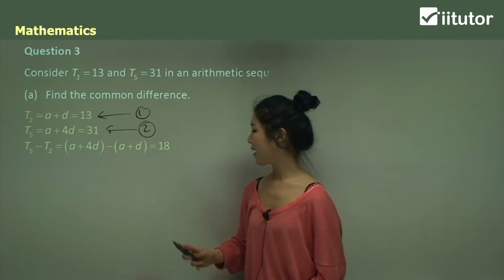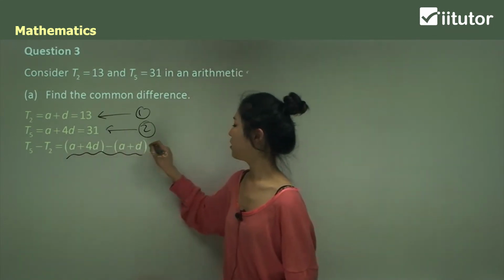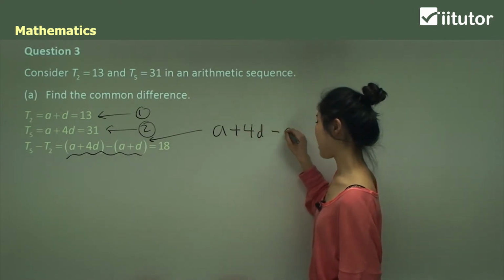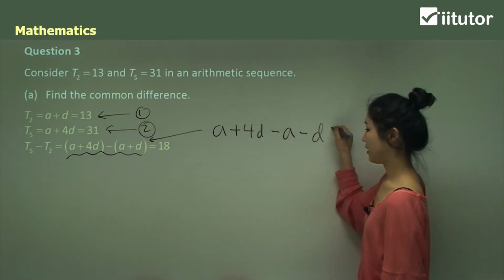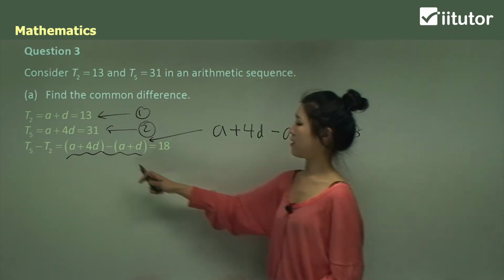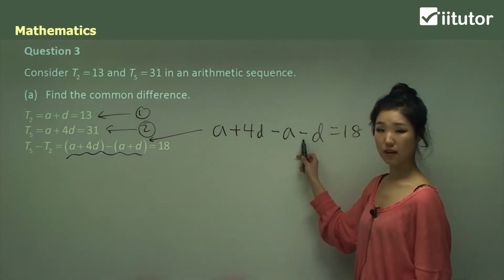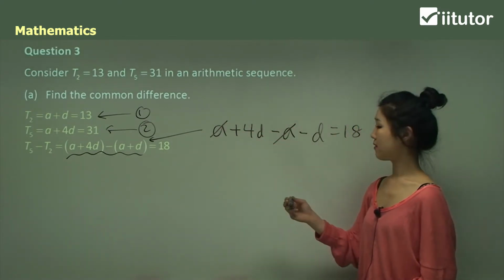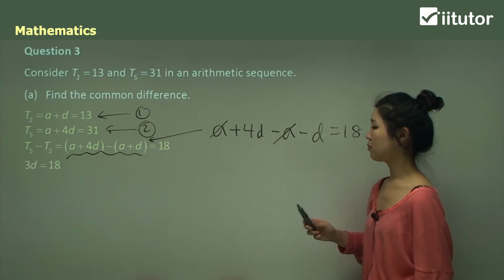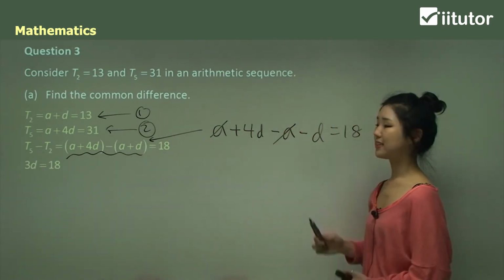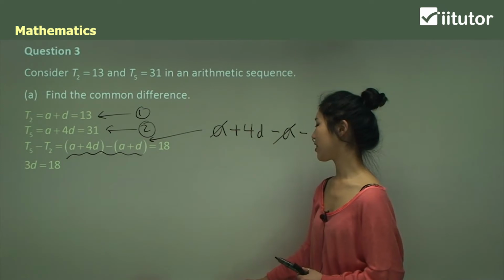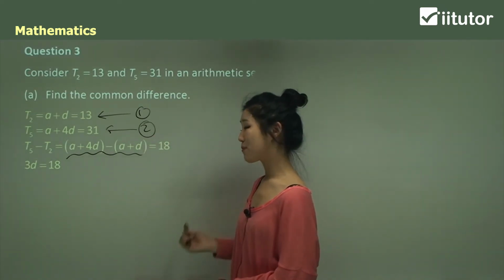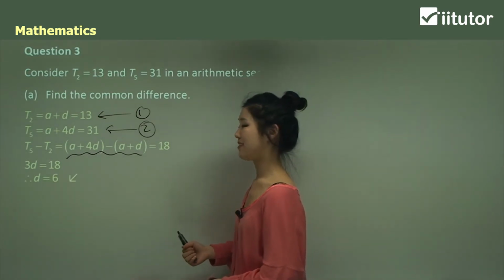Now simplify, guys. This bit is going to be A plus 4D minus A minus D equals 18, right? Because negative plus makes negative, doesn't it? Okay, look, guys, see how the A's cancel? So what's left? 4D minus D, which is going to be 3D, and that's equal to 18. So I've got 3D is 18. Can you tell me what D is? Simply divide both sides by 3 and we get D is 6.